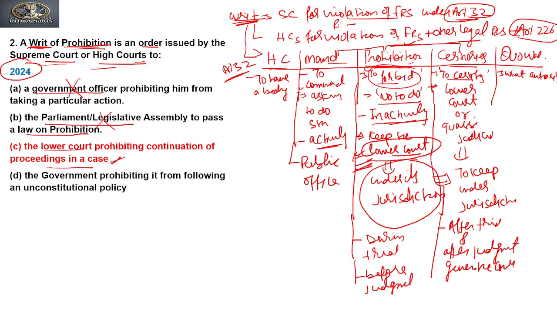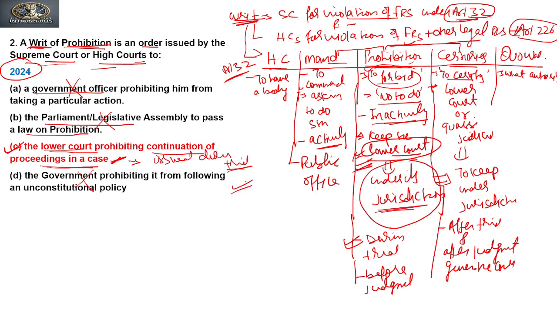Yes, this can be an answer. Now let's analyze the last option. Issued against the government? No, it is not issued against the government. So yes, our answer is C, which says the lower court, prohibiting continuation of proceedings in a case. It means this prohibition is issued during the trial, before the judgment is passed. So this is the objective of prohibition, just to keep the judicial or quasi-judicial body under its jurisdiction.